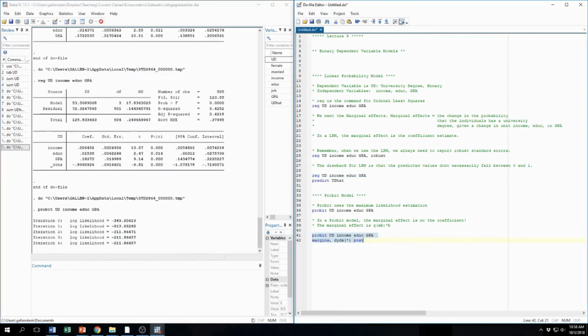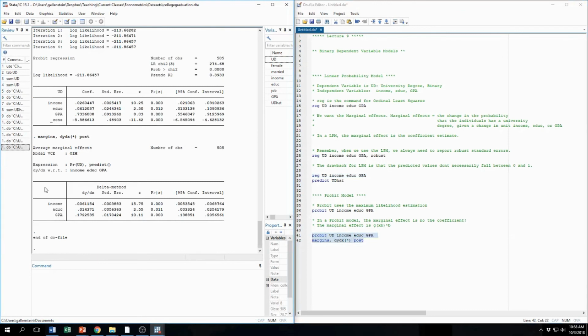Now, in the Probit model, I'm just going to rerun this. This is the most recent thing. This is what we would interpret as our marginal effects. If I was to create a table, I would report these results, not these results. These are the marginal effects. These are what I'm interested in.